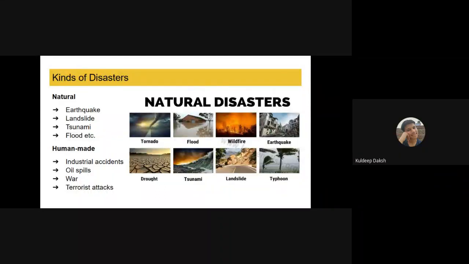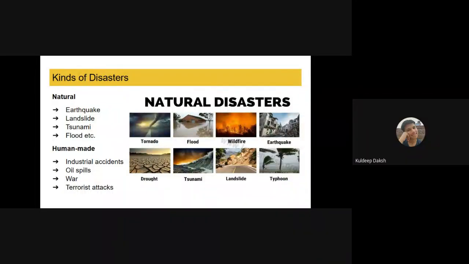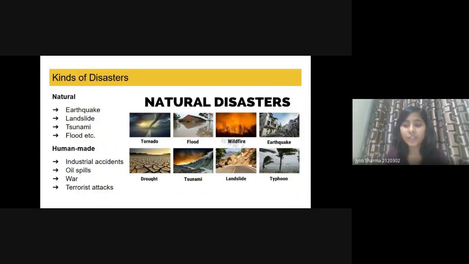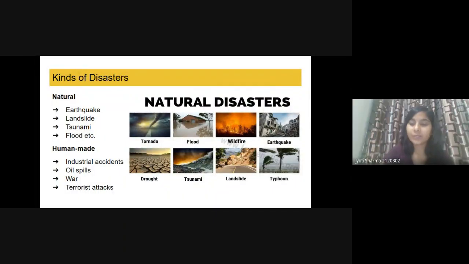Yes, ma'am, if someone is careless. Earthquake, how can an earthquake be human-made? Ma'am, use of nuclear weapons. Yes, or if you are doing some kind of detonation to break the mountains, or some kind of mining activities, this can create an earthquake. How about drought? Typhoons? How typhoons? Landslide? Because of climate change. Okay, how drought?